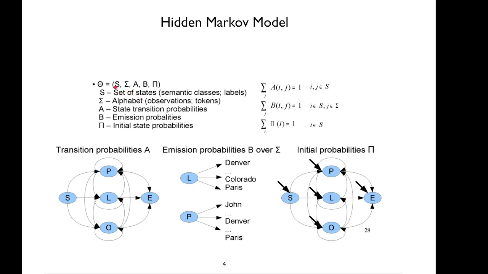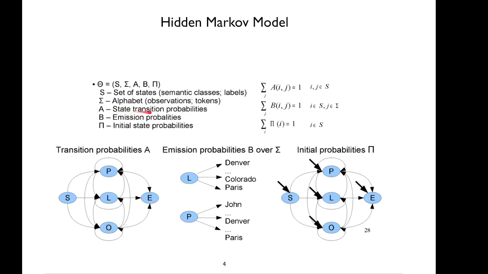So we have here a quadruple, and let's go one by one through what these different items mean. We have a set of states, like for example person, location, start state, end state, other. We have an alphabet, so those are the observations we can make, like Denver, Colorado, Paris, John, and so on.